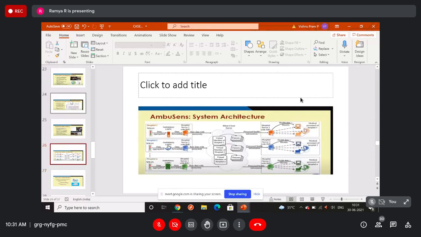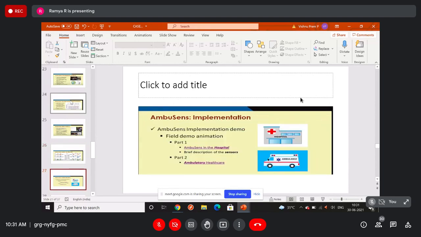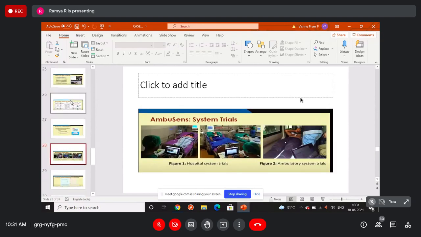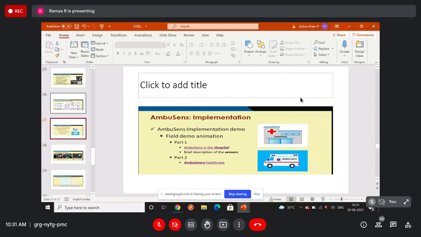Guys, here if you see the Ambusense implementation, this implementation is not required. This slide is actually not required here.